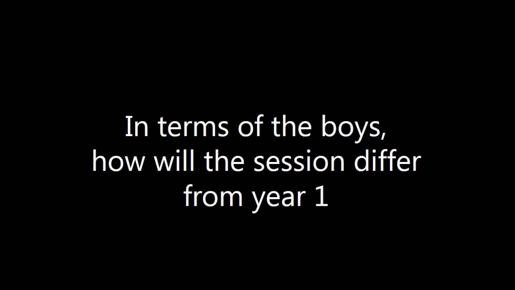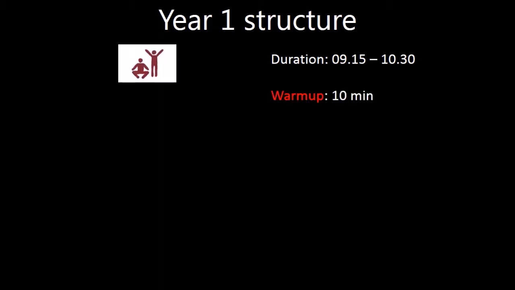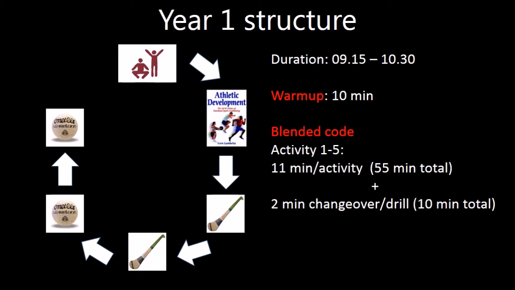In terms of the boys, how will the session differ from Year 1? Well, in Year 1, the duration of the session was from 9:15 a.m. to 10:30 a.m. The session commenced with a 10-minute warm-up, followed by 5 activities. These consisted of athletic development, 2 hurling and 2 football activities. Each activity was 11 minutes in duration, and there was a 2-minute changeover between each activity.